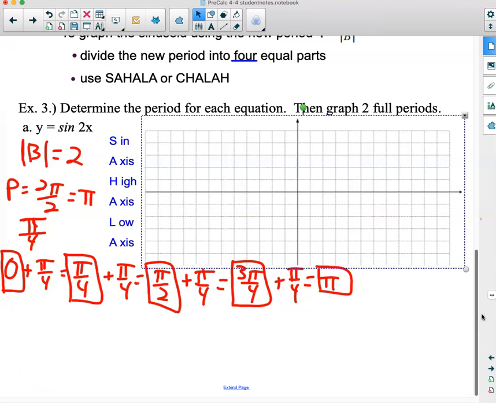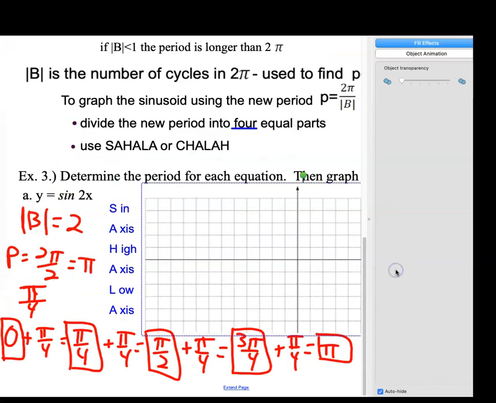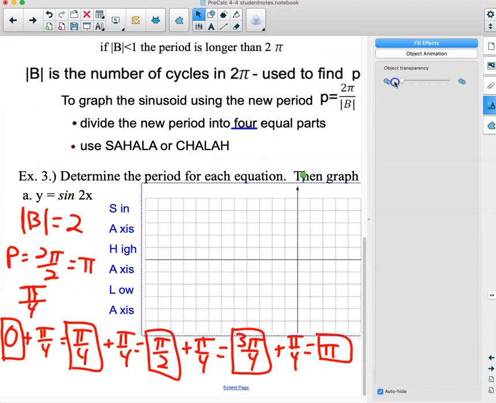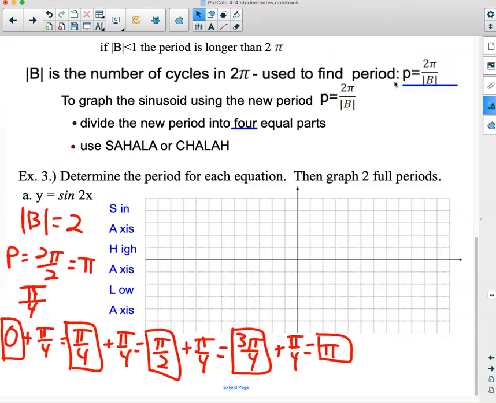Let me see if I can make those a little darker without this taking forever. No, that's as good as it's going to get. That's not good. Alrighty, so I need those marked.